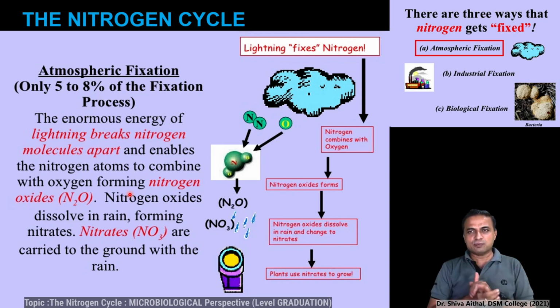But there are 3 ways by which nitrogen can get fixed. First is atmospheric fixation, industrial fixation, and biological fixation. Atmospheric fixation: only 5 to 8% of the fixation takes place by lightning.